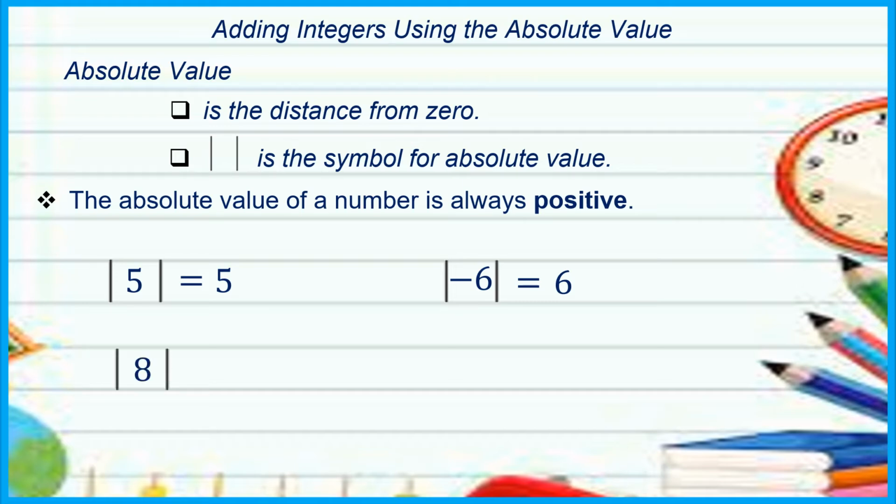So what is the absolute value of positive 8? Correct, it is equal to 8. And how about negative 11? Correct, it is positive 11. So that is absolute value.